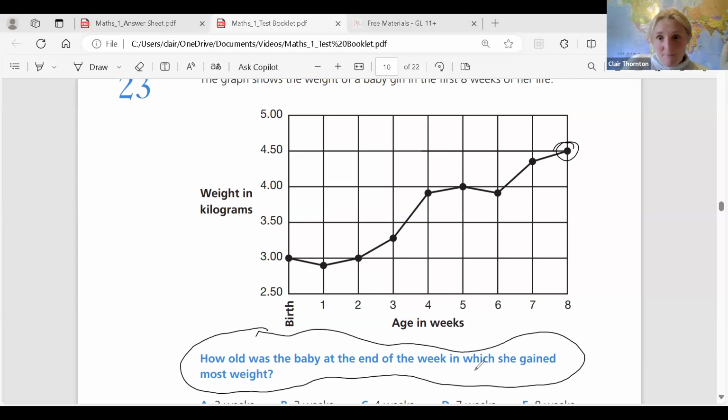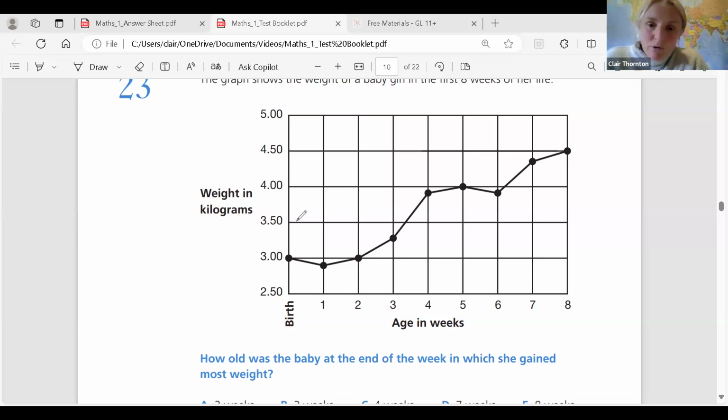They haven't looked at this bit, in which she gained most weight. What they've done is look at how old she was. Or they've looked at the weight here. So you've got to be really careful with this and really think about what it's asking you. How old was the baby at the end? And if you need to, I would literally just underline those really important bits: at the end of the week in which she gained most weight.